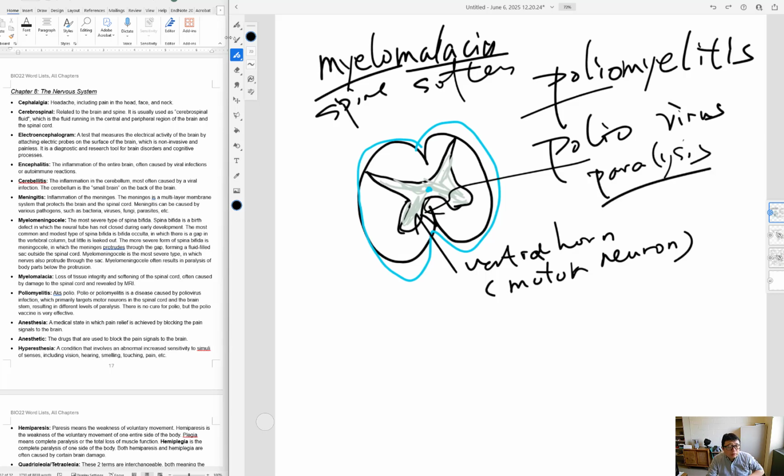The paralysis affects the limbs. But the vaccination for polio works very well. Basically, you can stay 100% protected from the polio virus once you take the polio vaccination. Okay, next one.